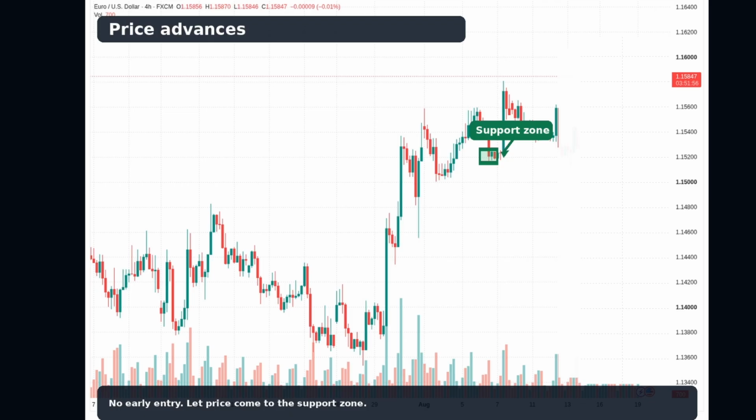We wait. Price now enters the support zone. We have bullish structure and a key location, but we still do not have confirmation. A level can fail, so we allow price to show us whether buyers are actually responding.